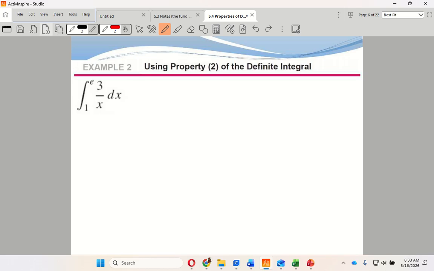This one, what can I factor out of that? Yeah, not the x, because the x has to be part of the integral, it's only the constant, which is the 3. I can't really factor out a variable, because I have to do the integration with that. So that's going to give me 3 times the integral from 1 to e of 1 over x dx.